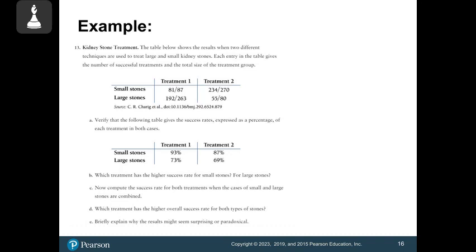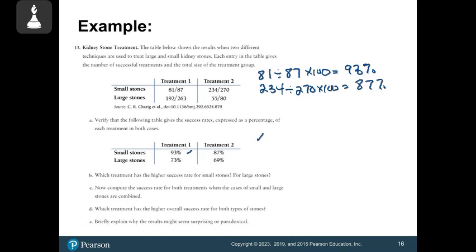First question says to verify that the table gives the following success rates, expressed as percentages, of each treatment from above here. So all they're wanting us to do is make sure that 81 divided by 87 times 100 equals 93%. And I will say, yes, it is. And then we can check the next one. 234 divided by 270 times 100 will give you 87%. So I'm going to tell you that yes, it does work. You could verify these last two, but it is going to work.